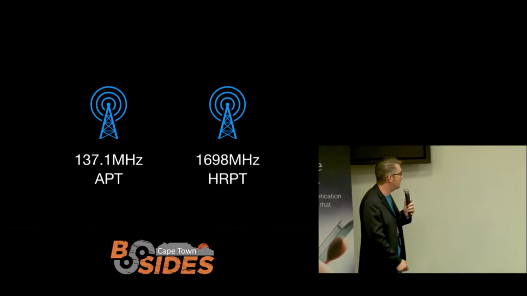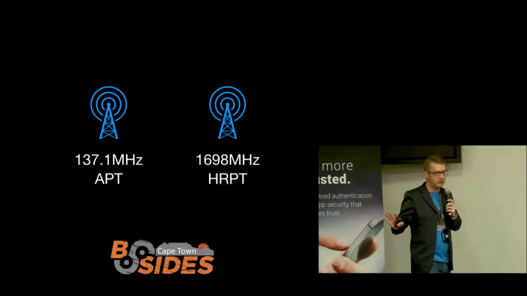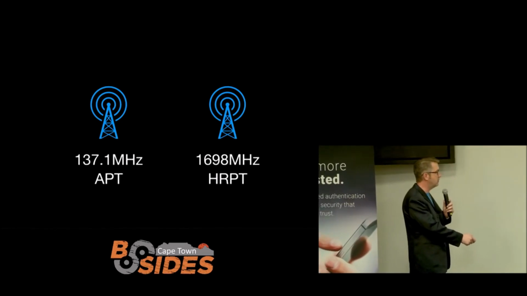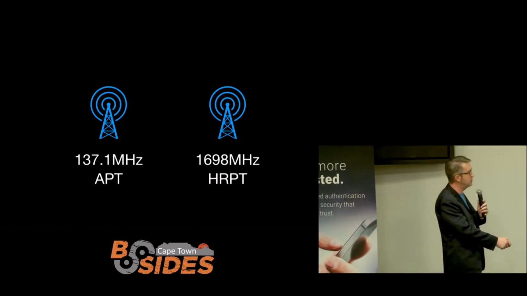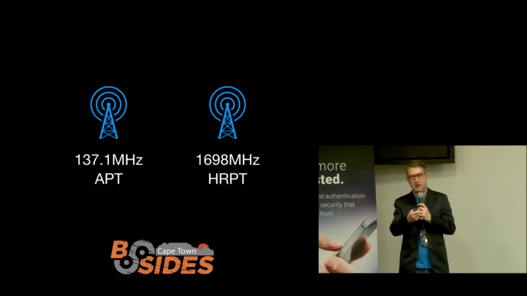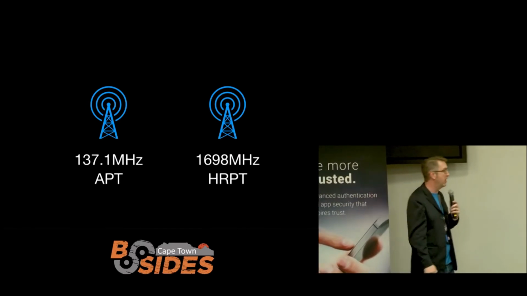So the NOAA satellites operate at 2 primary frequencies. They do a lot more than just this, but at 137.1 megahertz, they use something called automatic picture transmission. And then there's a higher resolution version of that, which I don't use because I'm not steady enough to hold the antenna and track the satellite as it comes over.